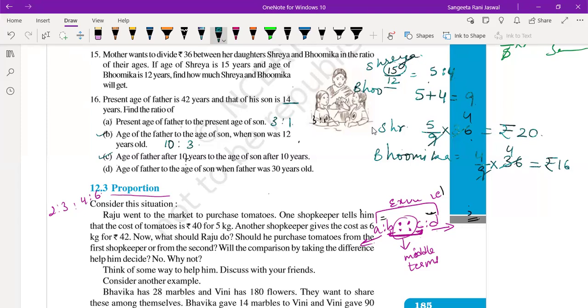Mom, 6:13. 6 is to 13 or 13 is to 6? Oh, mom, it's 13:6. 52 by 24, no? So 13 is to 6.